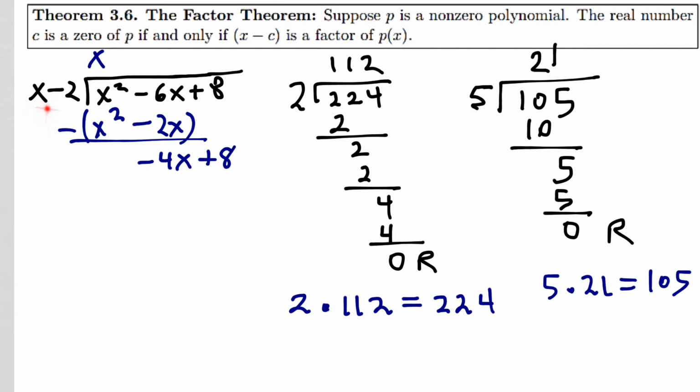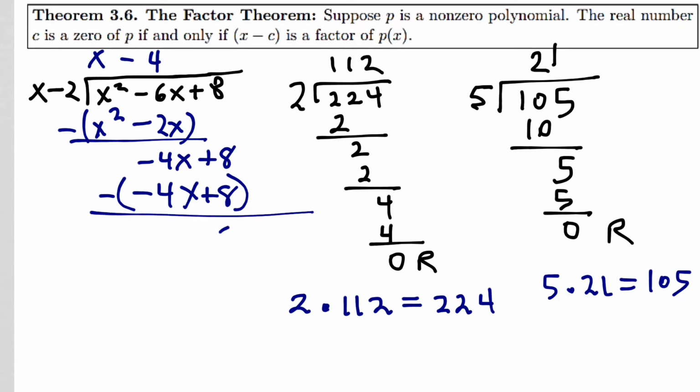All right, so we keep going. What do we have to multiply this x by to get negative 4x? So we ask ourselves that. The answer is negative 4. So negative 4 times x gives you negative 4x, and negative 4 times negative 2 gives you positive 8. So you could see that when you subtract these two, you're going to get 0. Negative 4x plus 4x is 0. 8 minus 8 is 0. So that pattern follows here. I've got a 0 remainder.